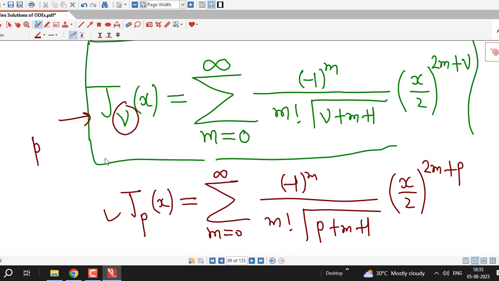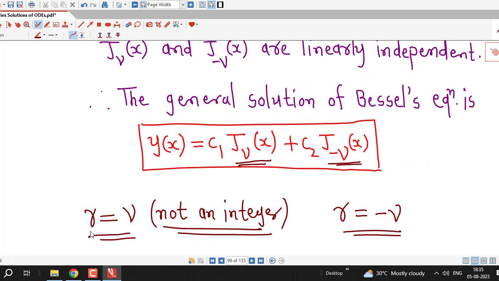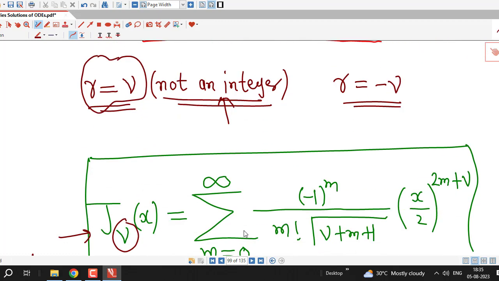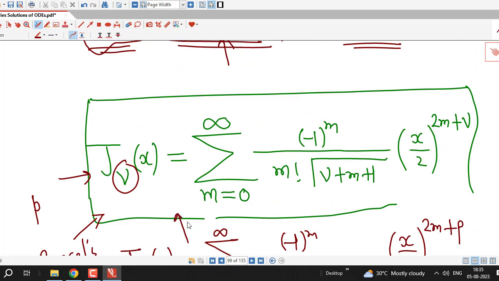So in upcoming lectures, our focus will be on Bessel's function of the first kind. We will see the problems related to Bessel's function of the first kind in upcoming lectures. And in this lecture, we have obtained the general solution of Bessel's equation under the assumption that nu is not an integer. In the next lecture, we will see questions related to Bessel's function of order nu, and we will write down the Bessel's function in the case that nu is an integer.